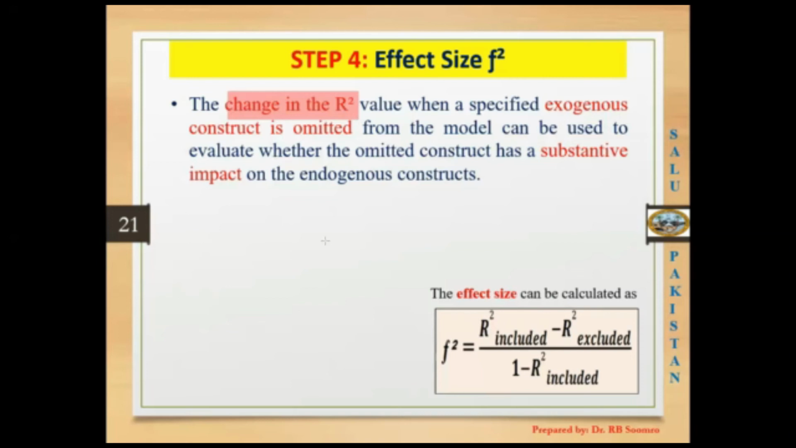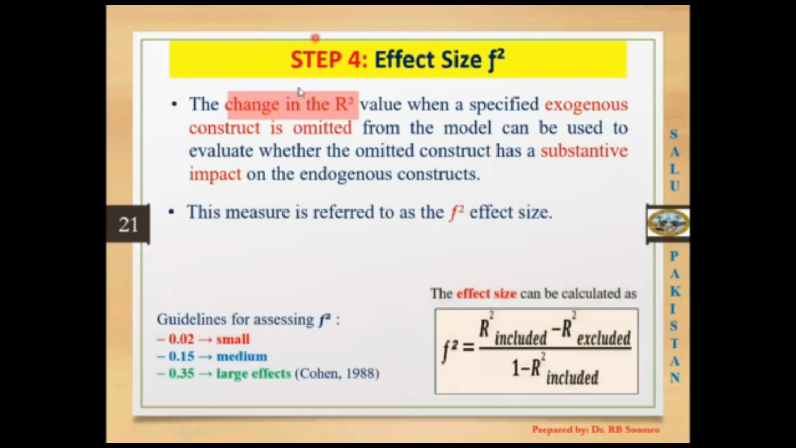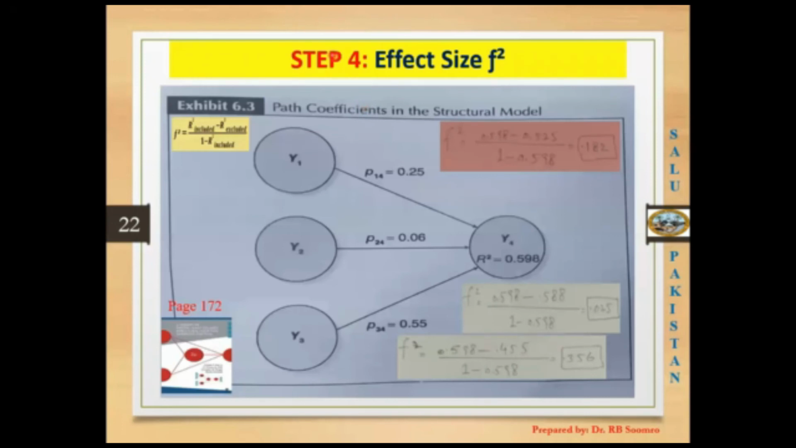And how to calculate the effect size? This is the formula to calculate the effect size. And then some guidelines for the effect F square. If the value is 0.02, it's small. If the value is 0.15 or more, it's medium. If its value is 0.35 or higher, that's wonderful, a large impact.